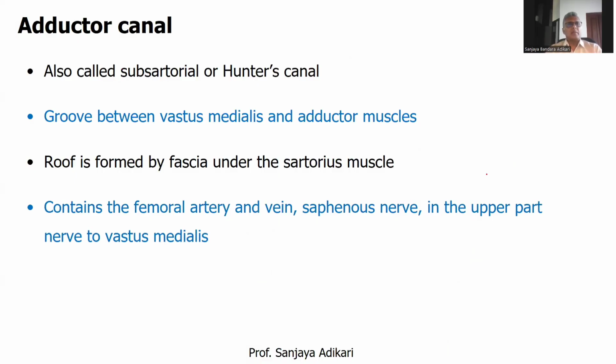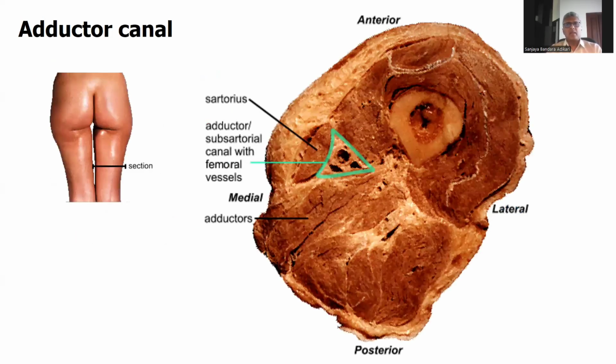Adductor canal, it is also called Hunter's canal or subsartorial canal. It is a groove. It's a canal, basically, lying in the groove formed by the vastus medialis and adductor magnus muscles. It is roofed by the sartorius and the fascia under the sartorius muscle. Okay. So this is the adductor canal. So you have vastus medialis here, and these are adductor muscles. Okay, so this is the groove formed by the two groups of muscles, and the roof is formed by fascia under the sartorius and the sartorius itself.